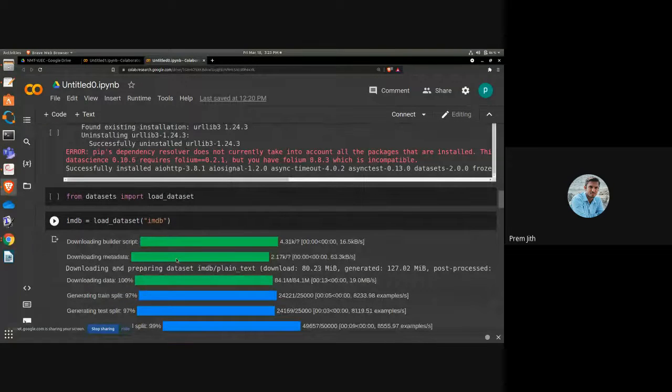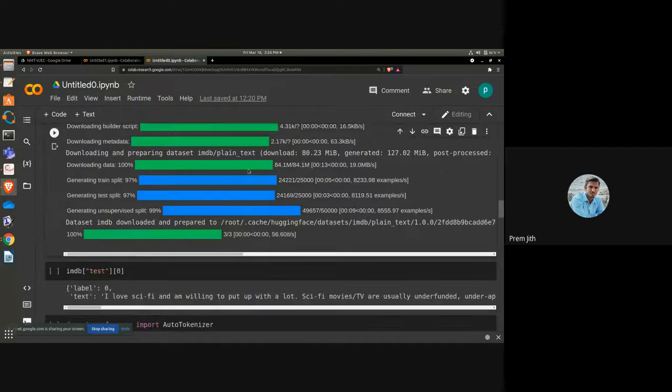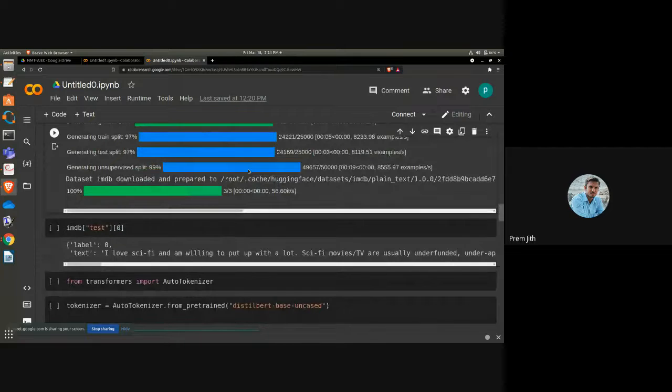IMDb is equal to load dataset of IMDb. So you can download the IMDb dataset too. Here, IMDb of test of 0. Basically, the IMDb dataset contains the training data, testing data, and validation data. So we are printing the first test data.